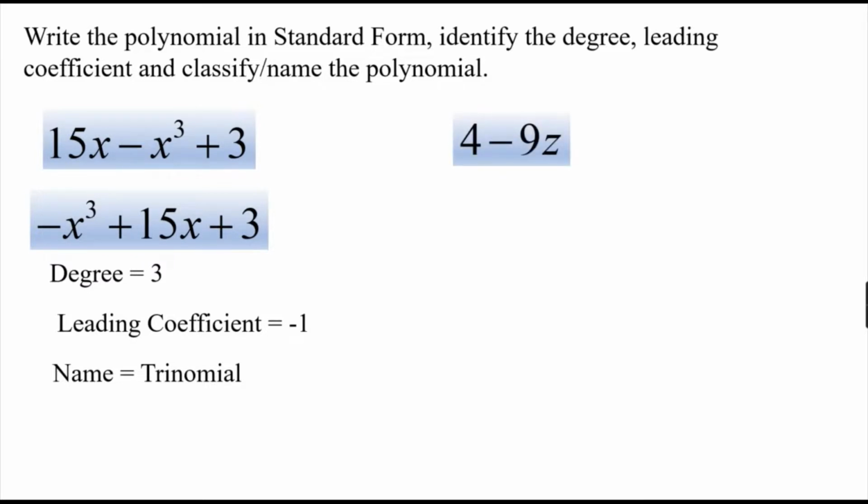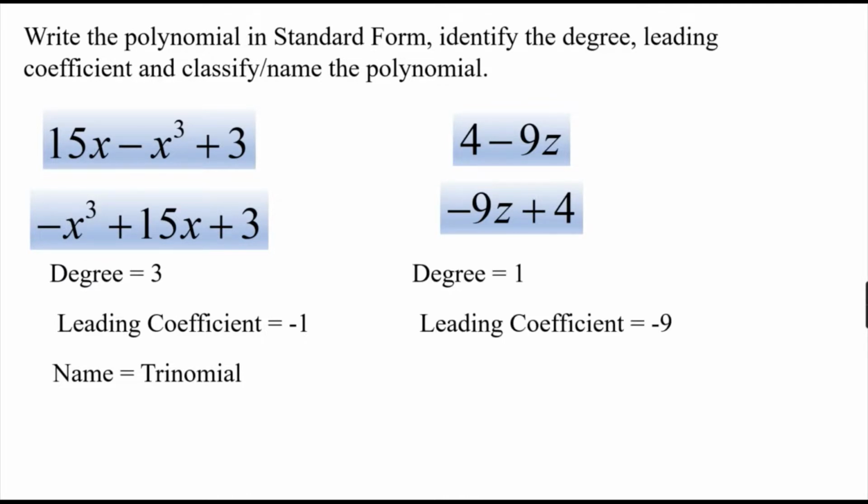How about this one? We have 4 minus 9z. Again, we have to write it in its standard form. We need to rewrite it as negative 9z and then plus 4. With this one, we observe that the exponent of z is simply 1. Therefore, its degree is also just 1. The leading coefficient is the negative 9 as the coefficient of z, and since it consists of only 2 terms, this is called binomial.